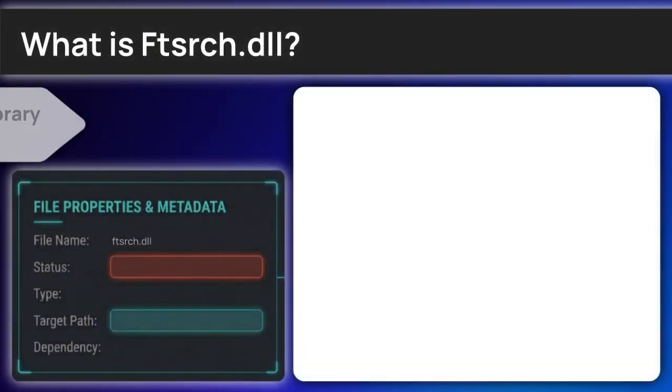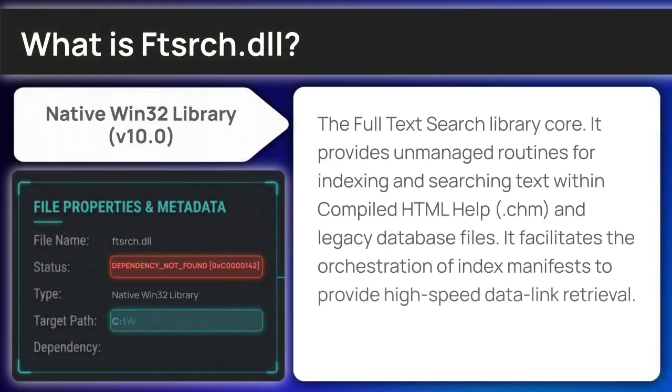This is the Ftsrch library, the full text search library core. It provides unmanaged routines for indexing and searching text within compiled HTML help.ehm and legacy database files. It facilitates the orchestration of index manifests to provide high-speed data link retrieval.